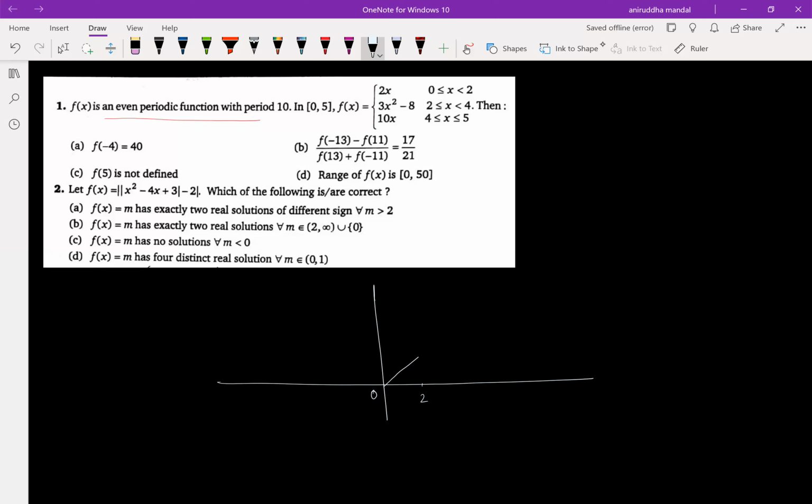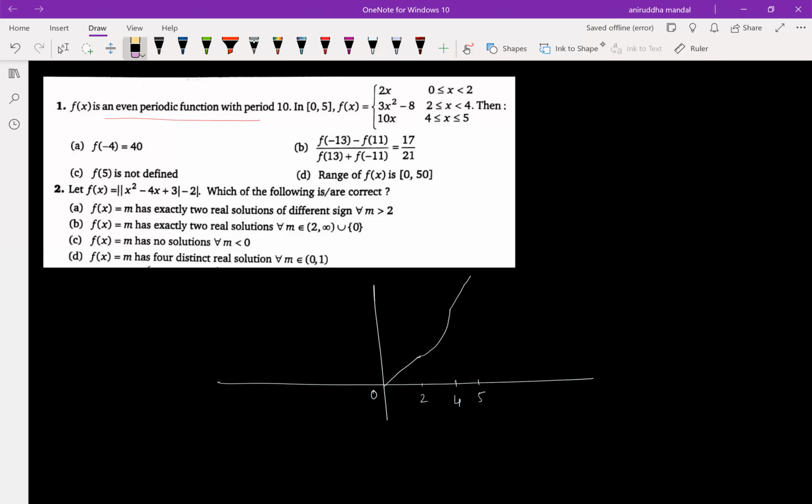So it looks like this, let's say. This is in between 2 and 4, and the last is 10x. So 10x is approximately like this. This is from 4 to 5. So this is the graph of the function within the range from 0 to 5.